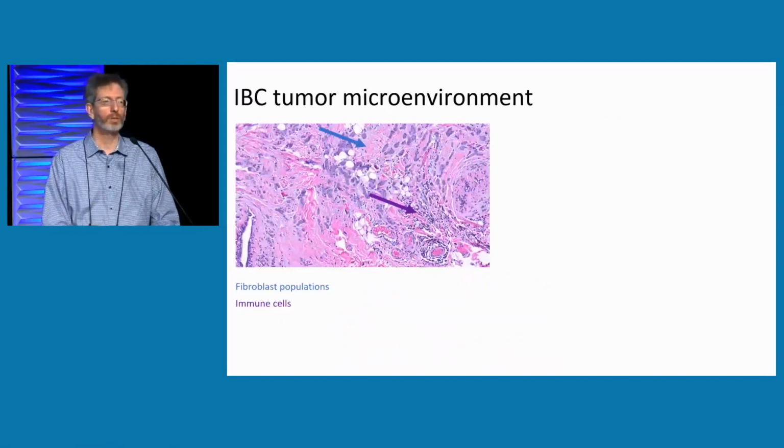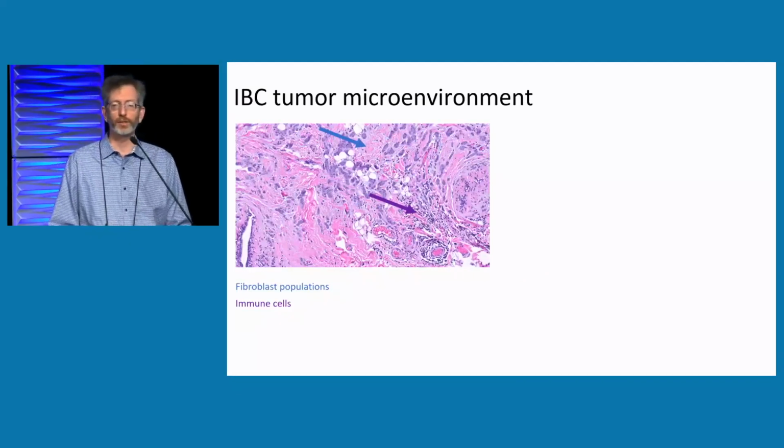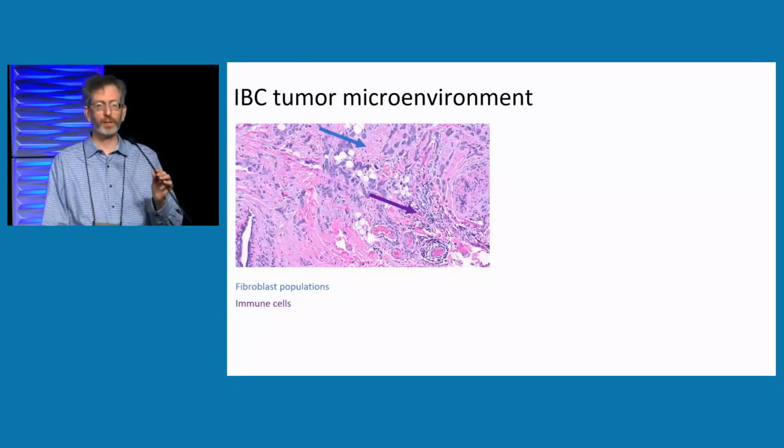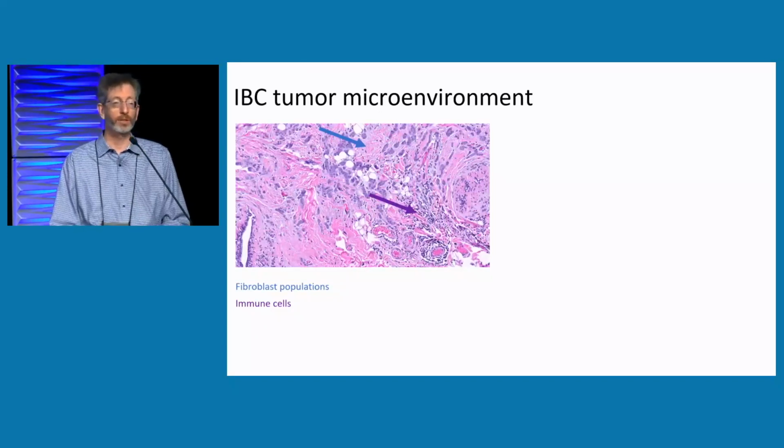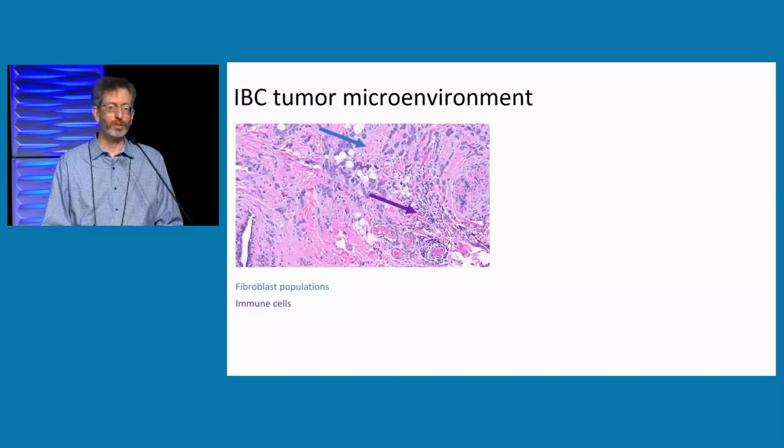And of course, the topic of my discussion today is the tumor microenvironment. And I wanted to quickly point out some of the differences between invasive breast cancer, IBC, and ductal carcinoma in situ in terms of the tumor microenvironment. Of course, invasive breast cancer is intimately associated with the stroma. The lesional cells, the neoplastic cells, are in direct contact with the stroma. They've escaped the basement membrane confines. And of course, they interact with fibroblast populations and immune cells, among others.